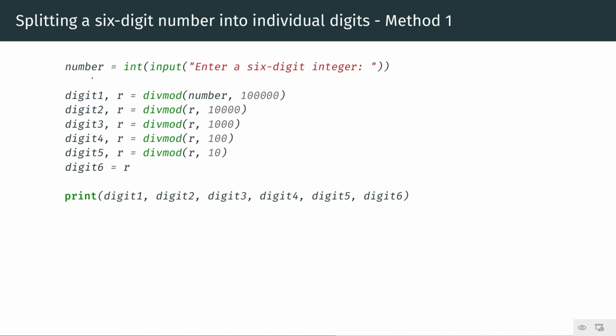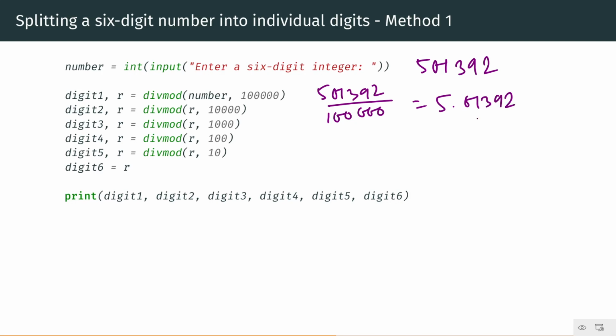We ask the user for a number, and the user may enter a random number, right? For example, let's say 501392, okay. And once you get this number, you do this. You divmod the number by 100,000, right? So when you divmod 501392 by 100,000, you get 5.01392, and this 5 is stored into the variable digit 1, and the remainder, which is 01392, is stored in a variable called R.